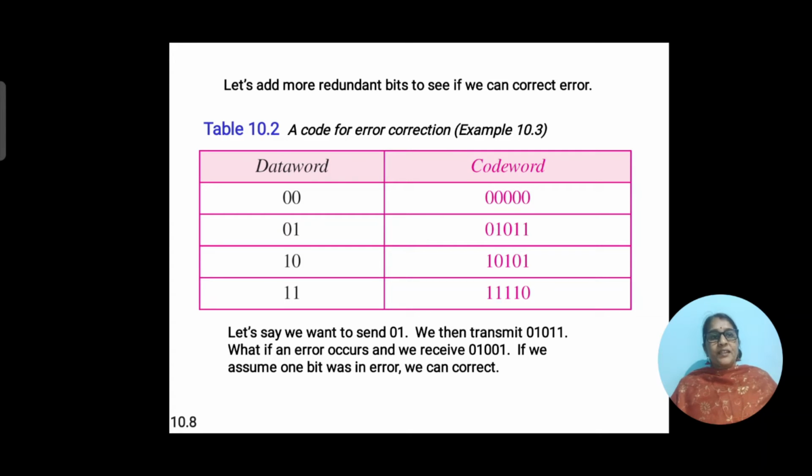Let's repeat. Let's say we want to send 01 data. For that 01, we have the code word as shown in this table, that is 01011. Then we transmit 01011. If an error occurs and we receive 01001, if we assume one bit was in error, we can correct it.